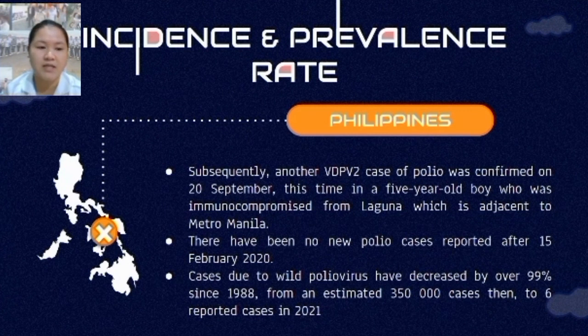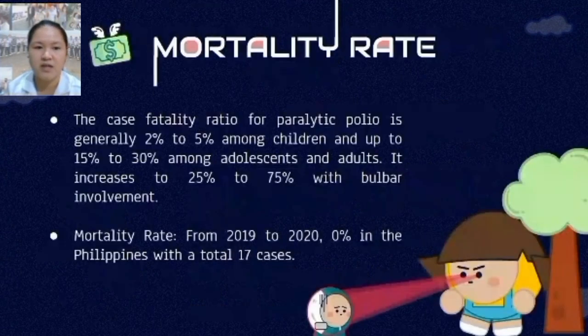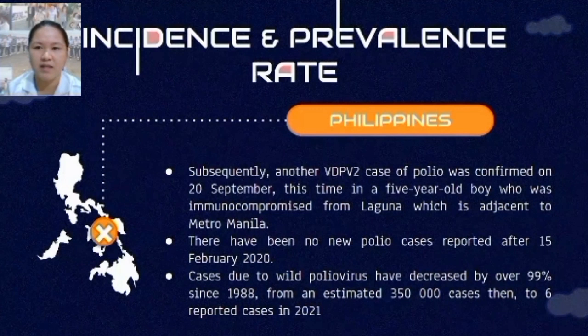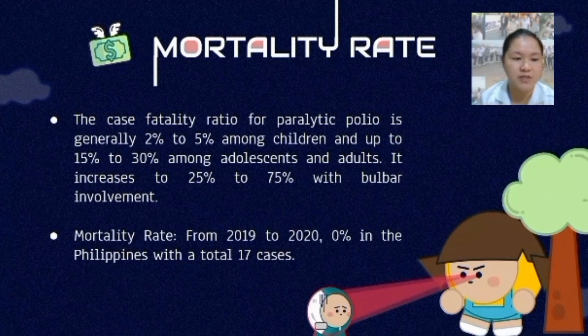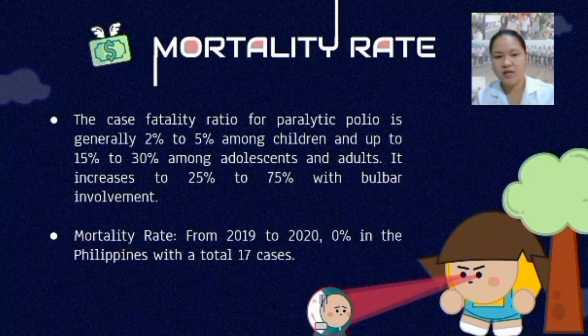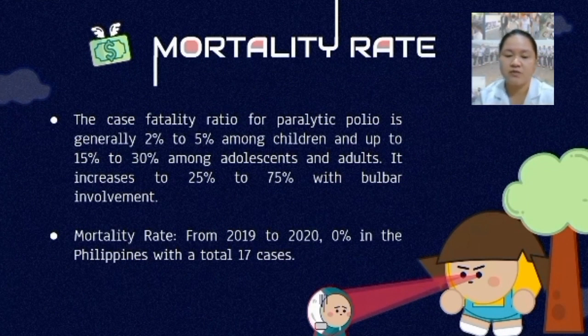So 1% gyud siya ang mga cases ani. From an estimated 350,000 cases then to 6 reported cases in 2021. So inana siya ka decreased ang iyahang incidence and prevalence rate. Now, for the mortality rate, the case fatality ratio is generally 2% to 5% among children and up to 15 to 30% among adolescents and adults. It increases to 25% to 75% with bulbar involvement.